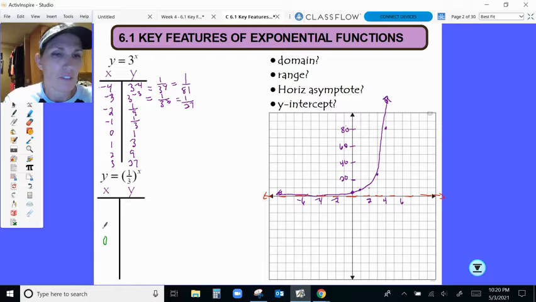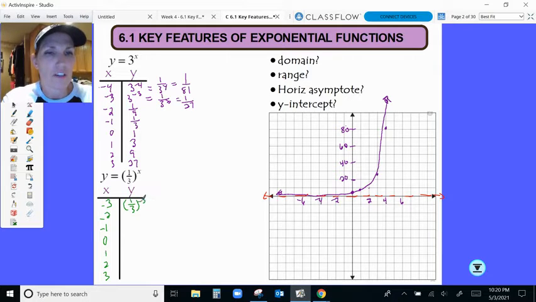We take like 0, -1, -2, -3, and 1, 2, 3. This would be 1/3 to the 3 power, which would be then 3 to the third power, which is 27, right? So let's kind of go backwards from this one up here. So 1/3 to the -2 power becomes 3 squared, which is 9, right? And then 1/3 to the -1 power just becomes 3, right?